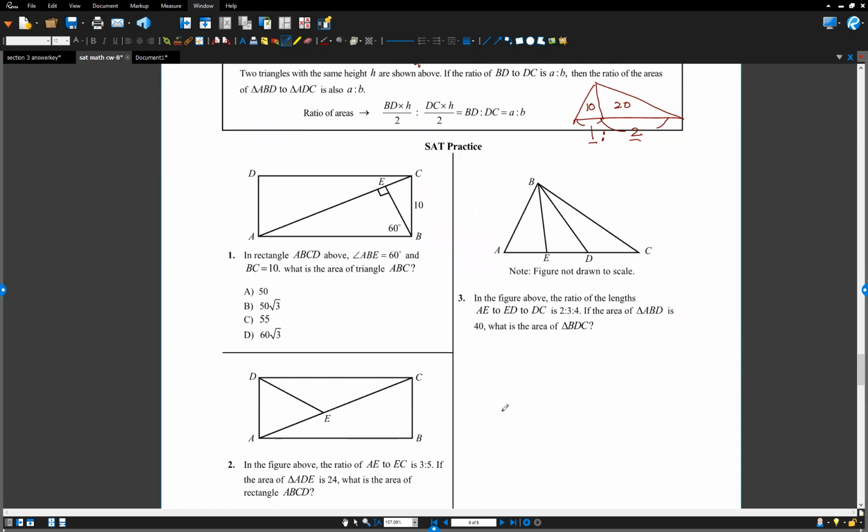Okay, now try number 1. In rectangle ABCD, angle ABE is 60, and BC is 10. What is the area of triangle ABC? BC is 10. How can you find the area of triangle ABC?